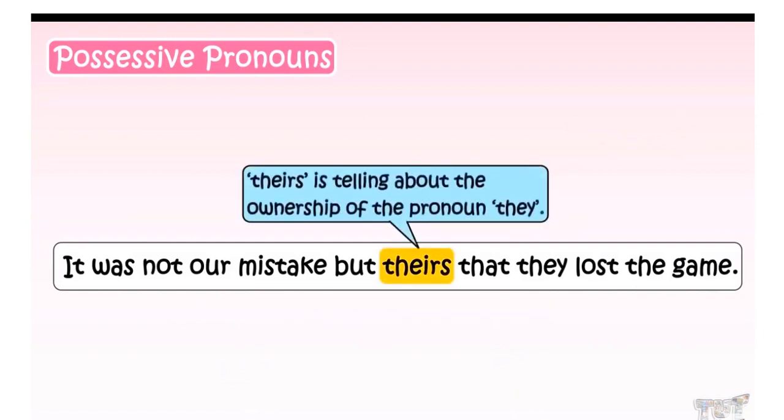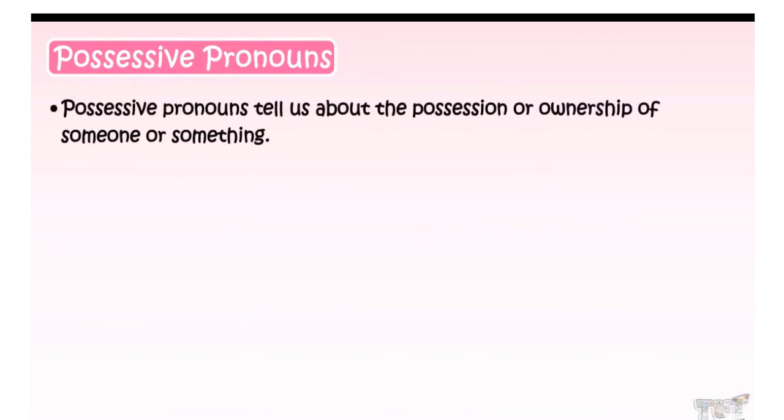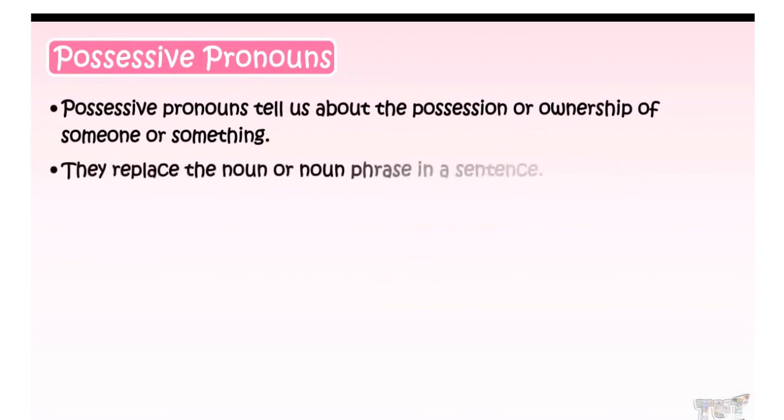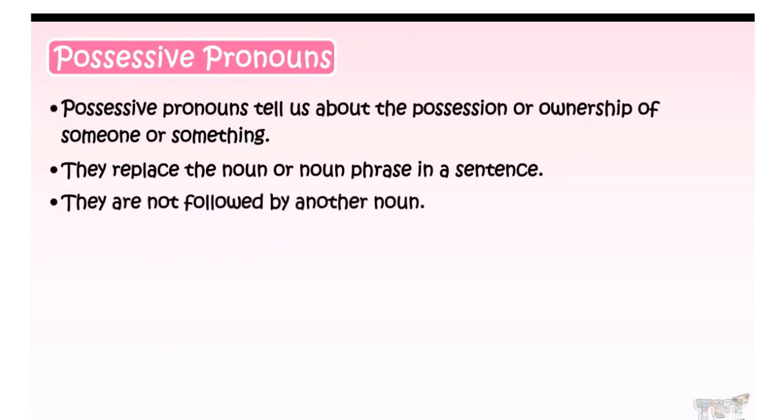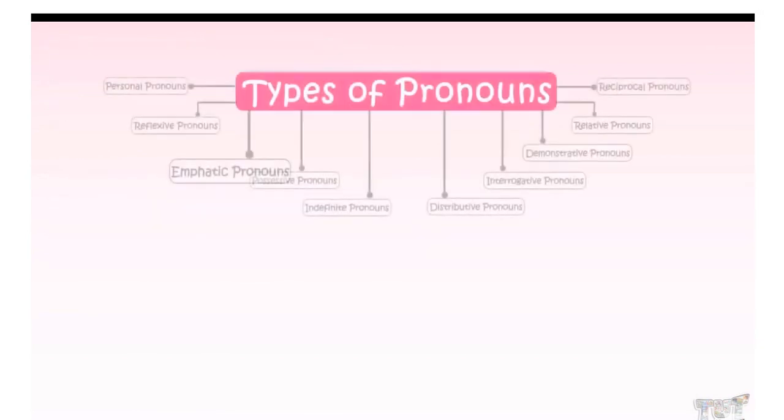So kids, possessive pronouns tell us about the possession or ownership of someone or something. They replace the noun or noun phrase in the sentence, and they are not followed by another noun. Also, they make a sentence less repetitive. So friends, that's all for today. We have learned what emphatic pronouns are and what possessive pronouns are.